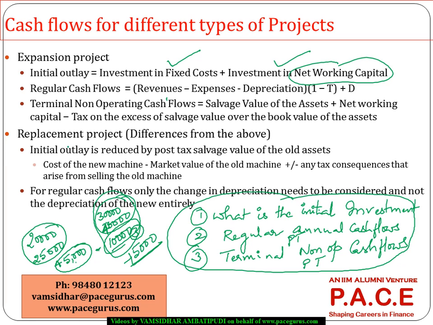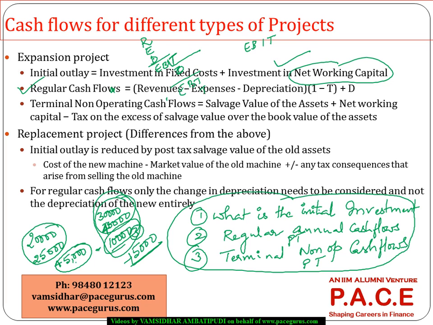Whenever we are talking about regular cash flows, we typically see revenues minus expenses, and I require post-tax cash flows. Revenues minus expenses minus depreciation gives me EBIT, right? But out of this EBIT, I should add back the depreciation. On this EBIT, let's assume there is no interest, so this itself becomes EBT and tax is applied on EBT.